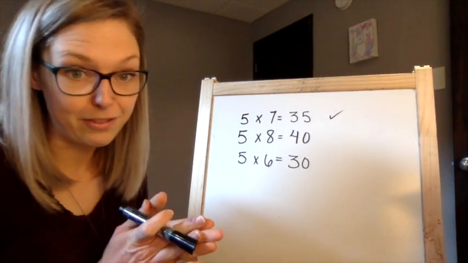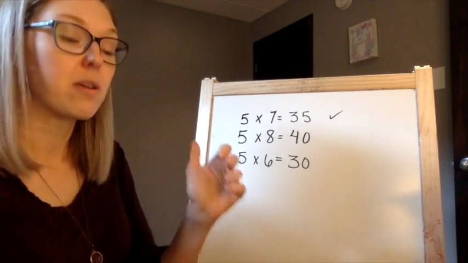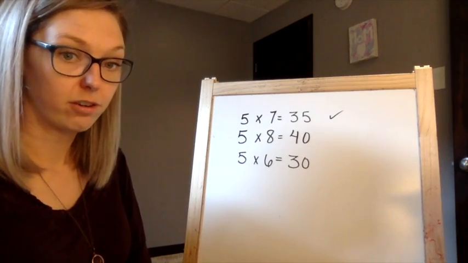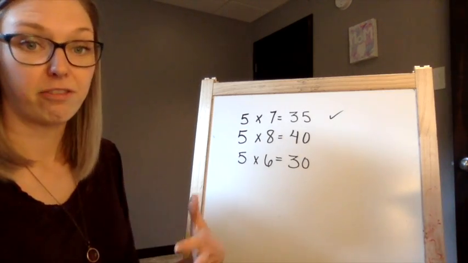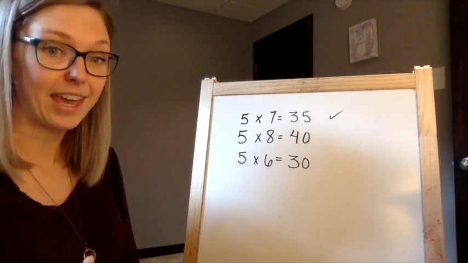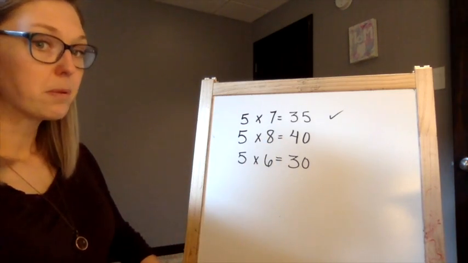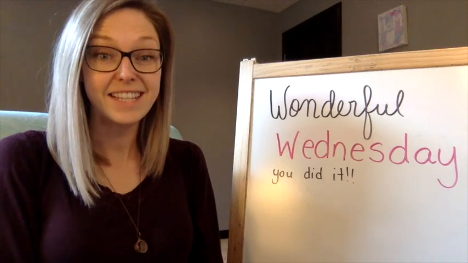So go practice your 5s. Take about 10 minutes, just practice your 5s. You can send me a picture of your 5 times table work, or send me a message and say, Mrs. Oakes, I love 5 times tables, or Mrs. Oakes, I think I'm getting it, I need to practice some more. Okay? 5 times table, it's very fun. Thanks, and that's it. You did it.